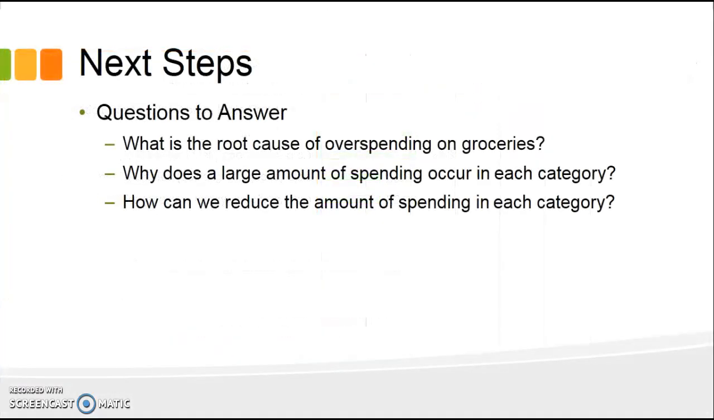So next steps: what are the questions that we want to answer? What's the root cause? Really, that's the $1,000,000 question. Why are we spending so much? We really feel like we shouldn't be. Why does a large amount of spending occur in each of those categories we identified? And how can we reduce the amount of spending in each category?